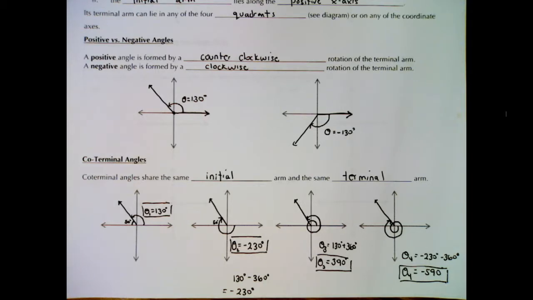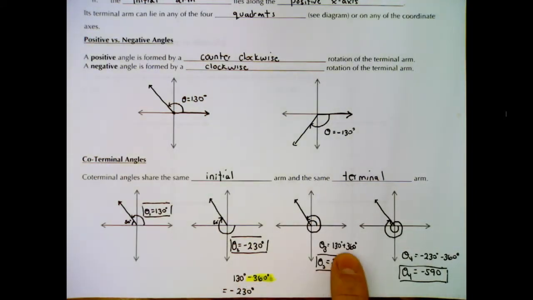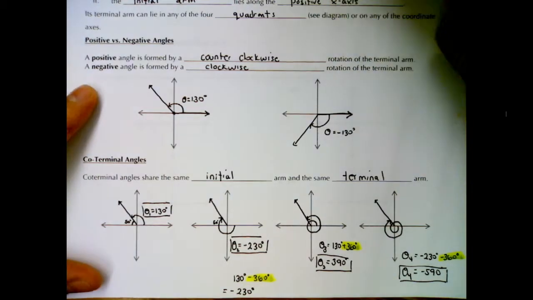And I want to show you the math that I've done to get those. I started with 130, I subtracted 360. I started with 130, I added 360. I started with a different coterminal angle, minus 230, and I subtracted 360. Basically, to get a coterminal angle, find the angle from standard position that's positive the first time it hits that arm, and then either add or subtract 360 degrees. And that will get you another coterminal angle. All right, let's flip it over.